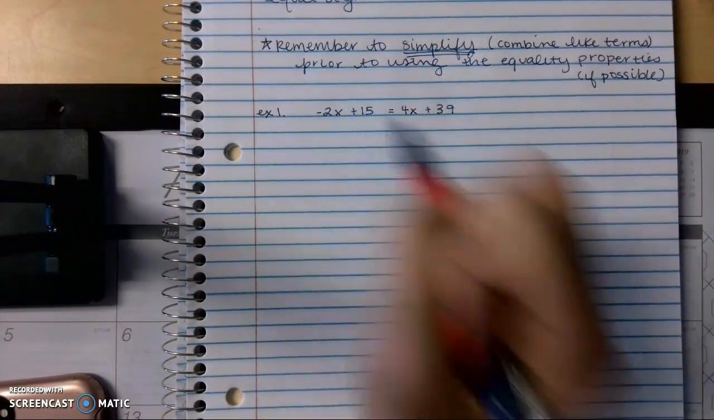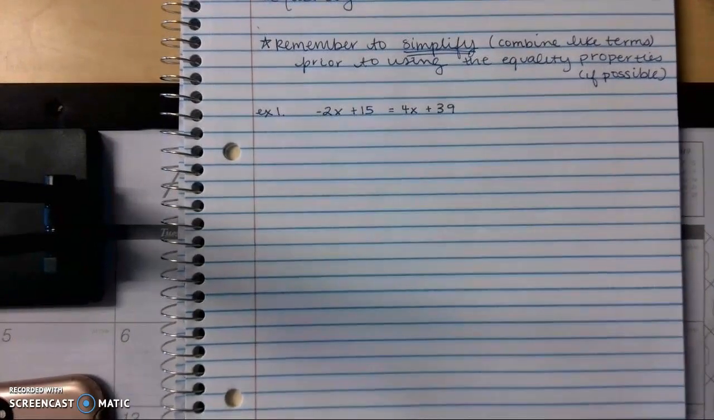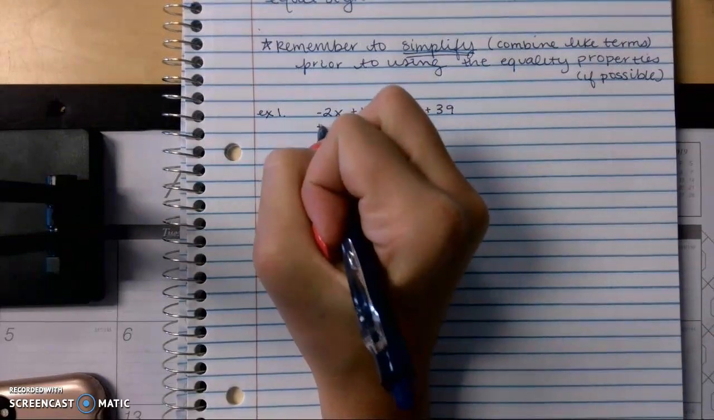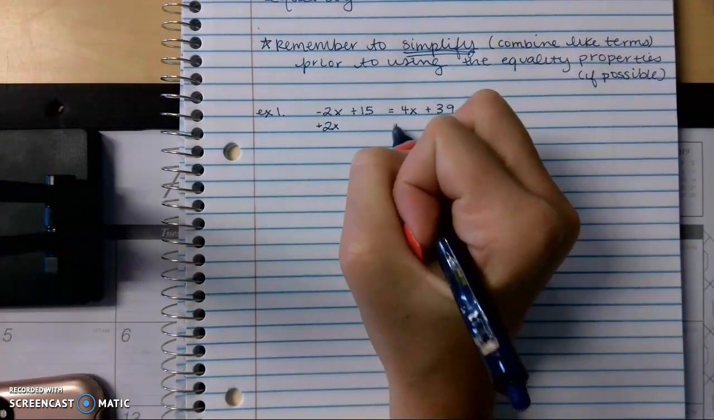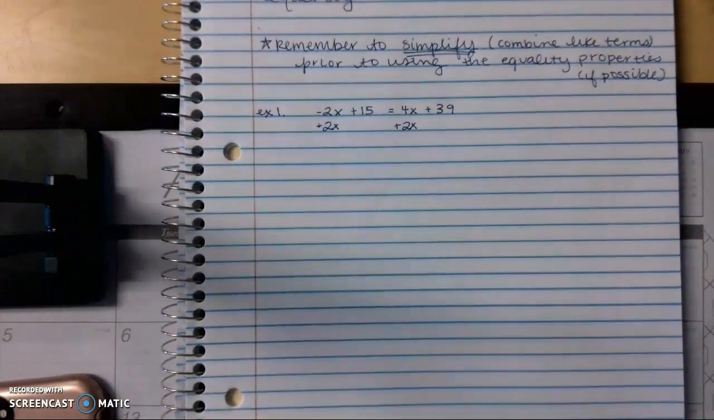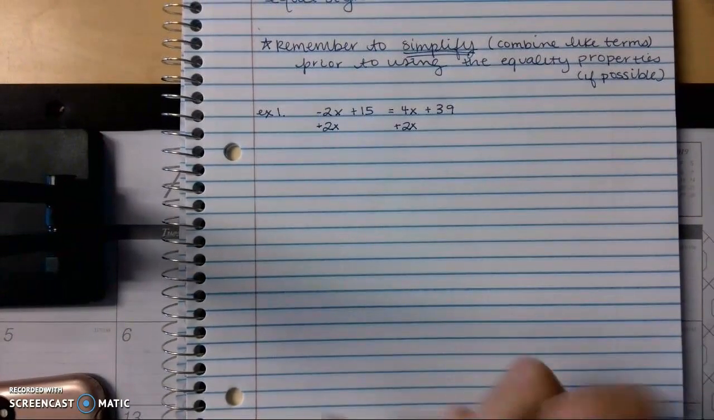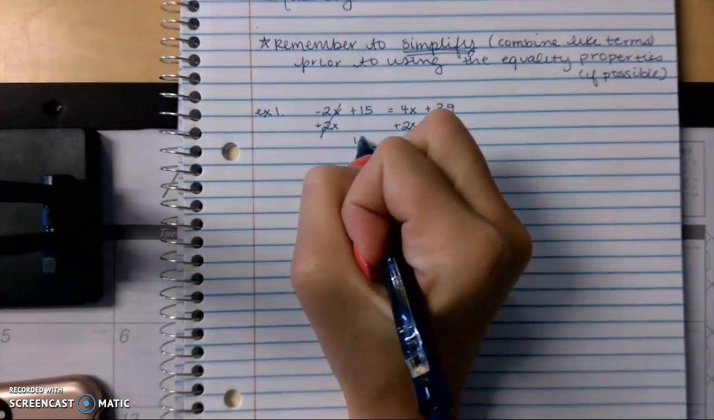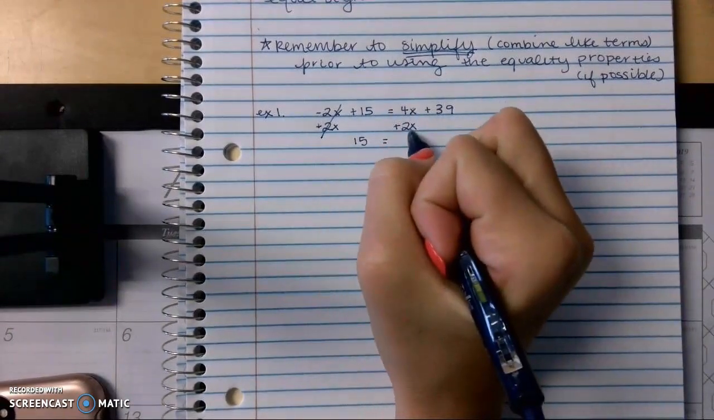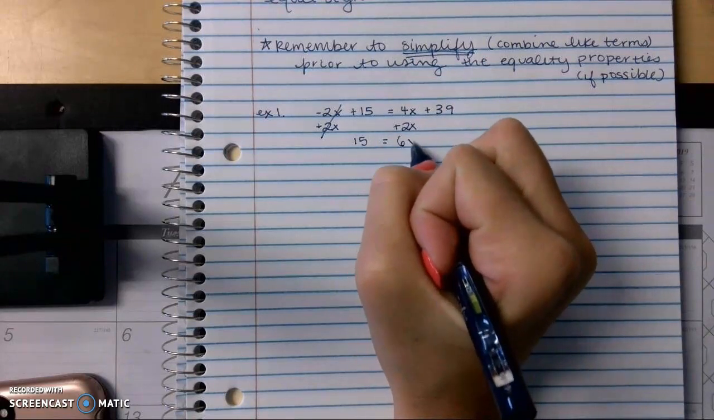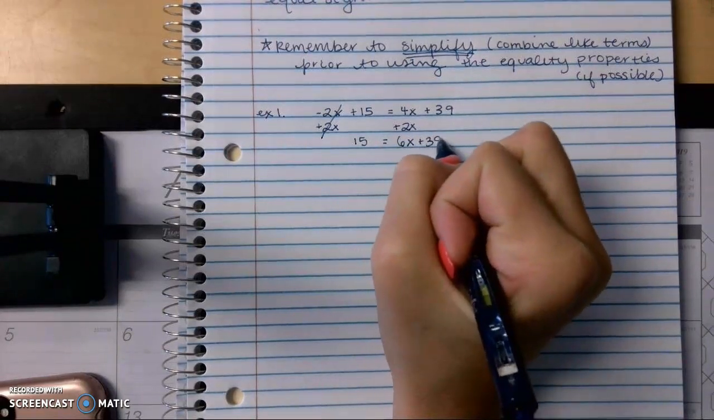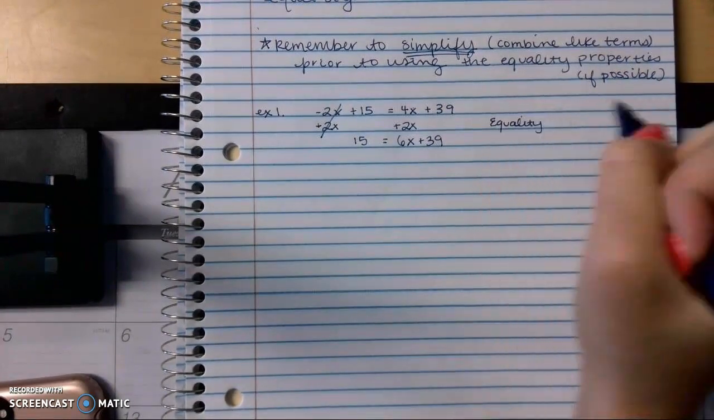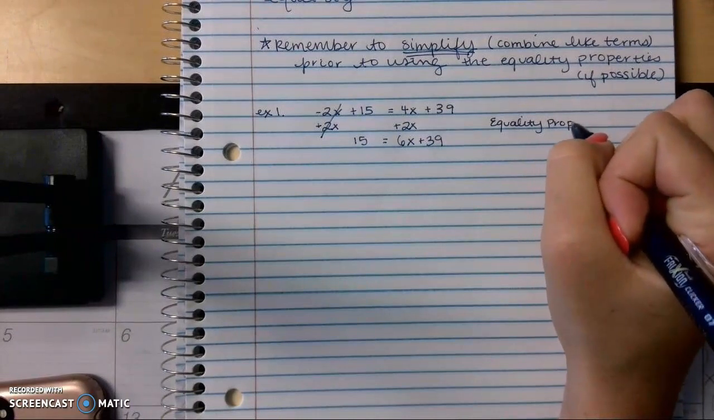So there's going to be a bunch of ways of solving these problems, and we'll have great discussion in class about those. But for the sake of not doing the same example a million different times, I'm going to choose to add 2x to both sides. So negative 2x plus 2x is 0, so that's going to cancel out. And then we have 4x plus 2x is going to give us 6x and bring down that 39. Now we used the equality property of addition for that, so I'm going to write that over in my justifications.